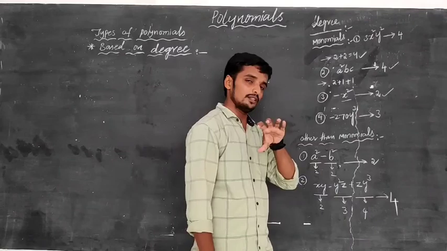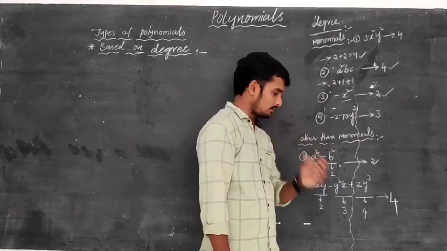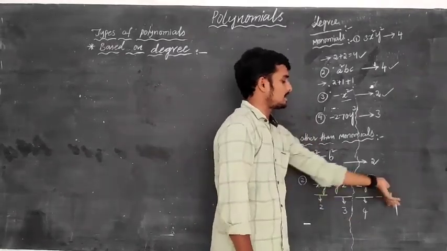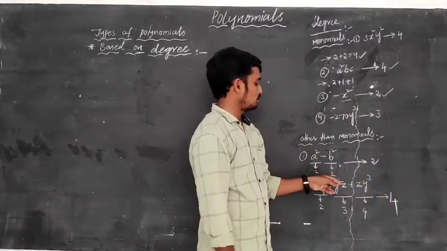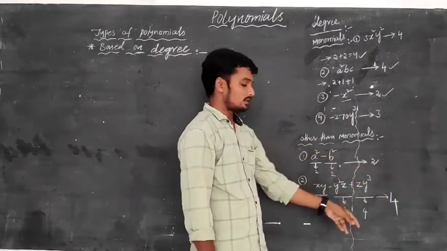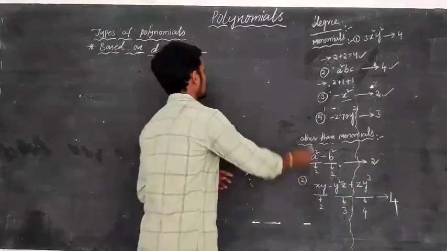Among the numbers, whichever is the biggest, that is the degree. Here 2, 3, 4: 4 is the highest number, so 4 is the degree. If they are 2, 2, then both are the same, so 2 is the degree. So we can discuss a third example to understand.